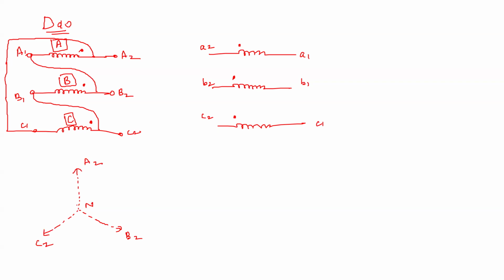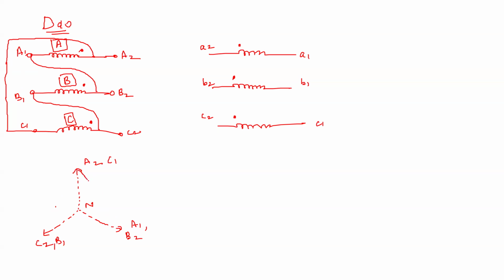Now how is it connected? B2 is connected to A1. So B2 and A1 have to be together because B2 and A1 are shorted here. Similarly, B1 and C2 are shorted. So here we have B1 and C2. And what about A2? A2 is shorted with C1. So here has to be C1. So the actual vectors are in this way.